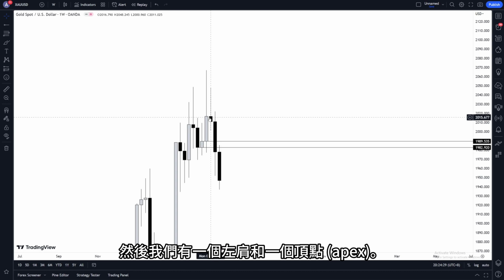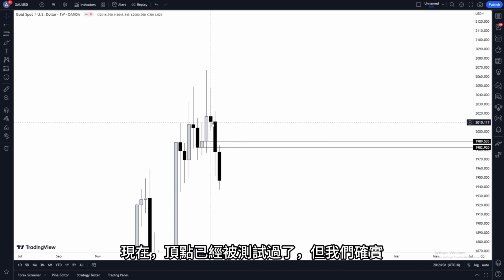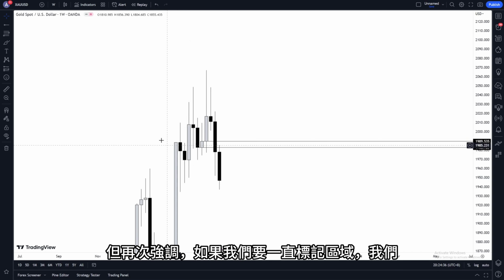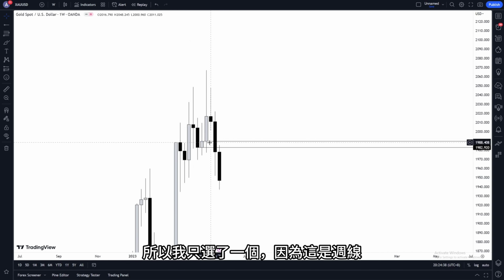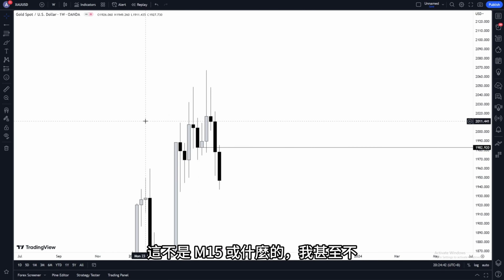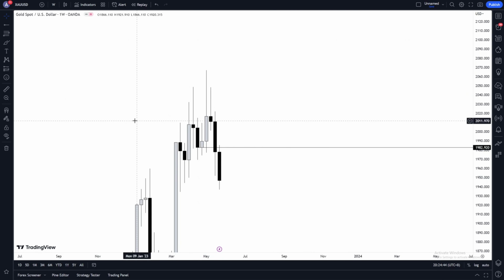And then we have a left shoulder and an apex. Now the apex has already been tested, but we do have an open close here. We have ourselves a perfectly fresh left shoulder. But again, if we're going to keep marking zones, we're not going to go anywhere. So I just picked one because this is the weekly time frame, guys. This is not an M15 or something, which I don't even mess with.